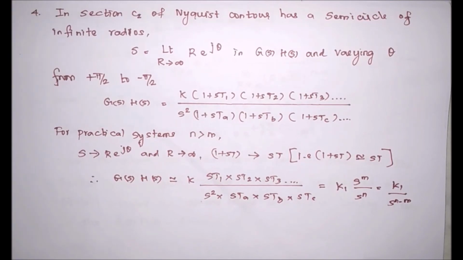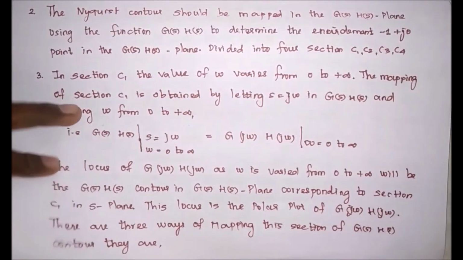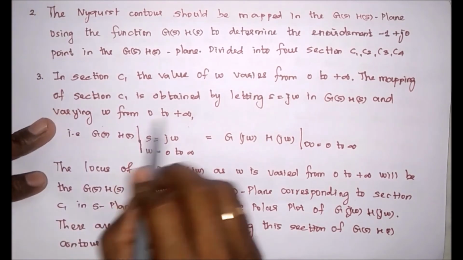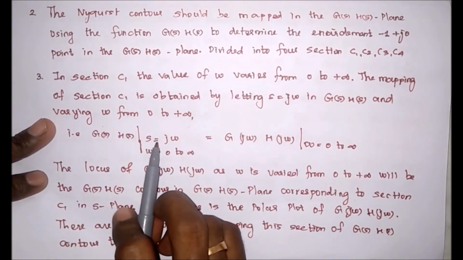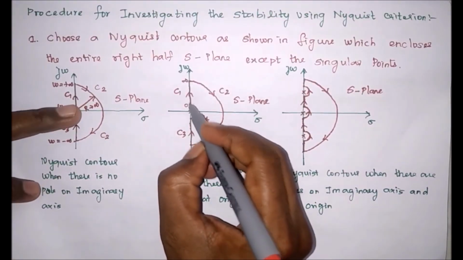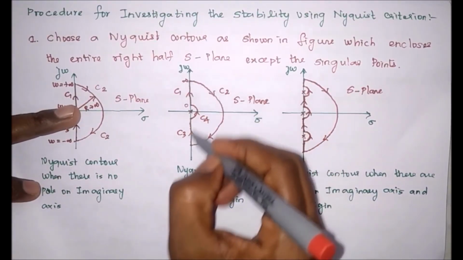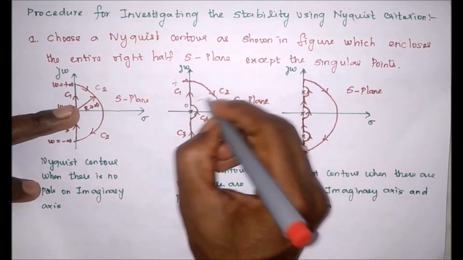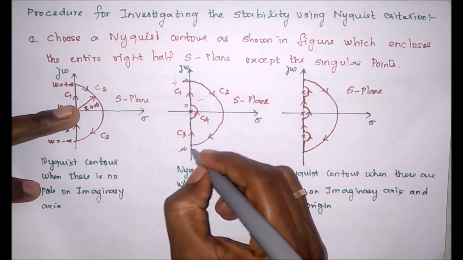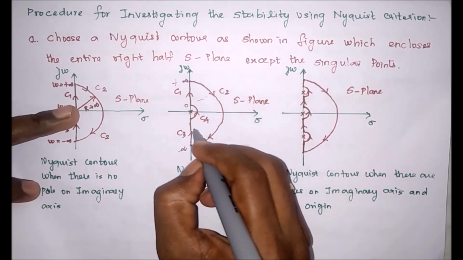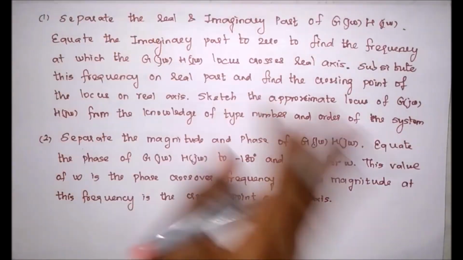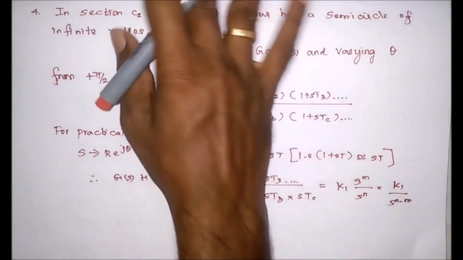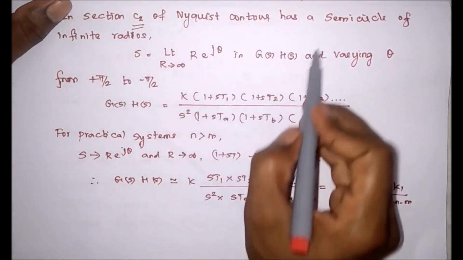And next, how are we going to find the Nyquist contour for the different sections? This is the procedure to find the contour for section 1. Section 1 is from 0 to plus infinity. Next, for section 2, plus infinity to minus infinity, but at that time the radius is infinity. We see this is infinity, this is infinity. Therefore, in the semicircle the radius should definitely be infinity. Therefore, to find section C2, we have to use this procedure.